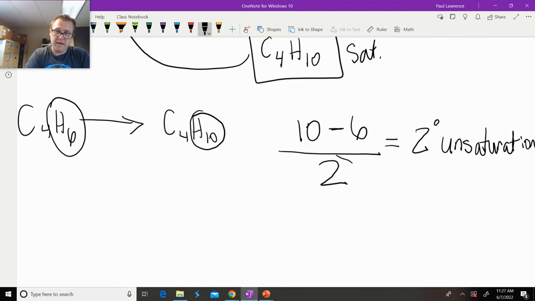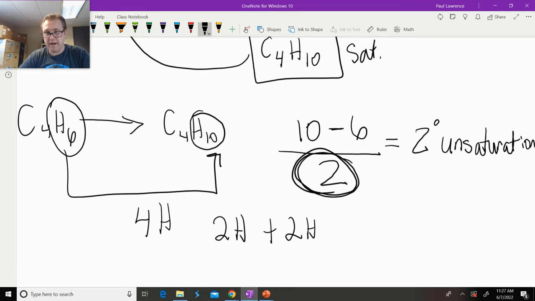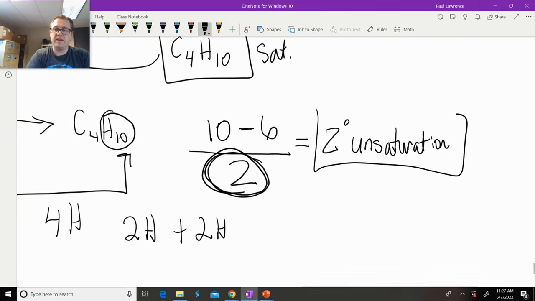Now, why do you divide it by 2? The reason why you divide it by 2 is because for every 2 hydrogens that are missing equals 1 degree of unsaturation. So we can see here, how many hydrogens are we missing? There's 4 hydrogens that are missing. So we get a degree of unsaturation for 2 hydrogens, and then we get another degree of unsaturation for 2 more hydrogens. And that's what we see right there.